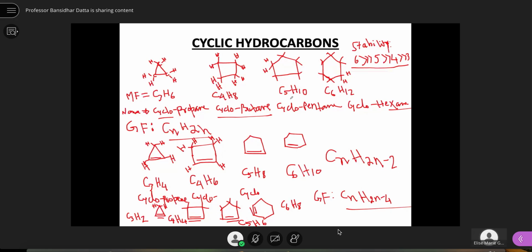Anybody else has any question? About the hexane, it's only more stable because of the number of carbons, right? No, the bigger the size, the bigger the size, the more stable.